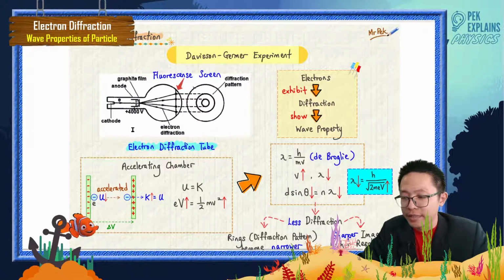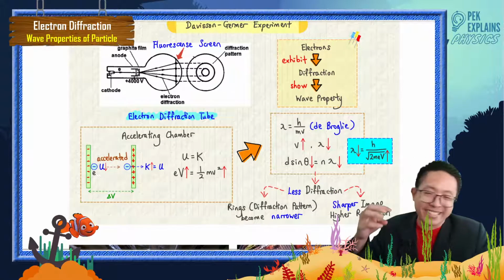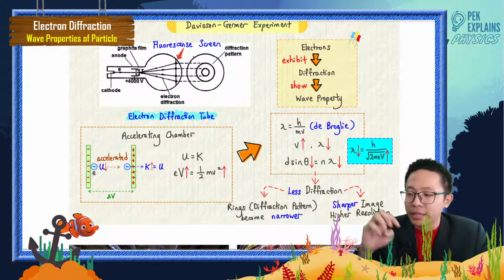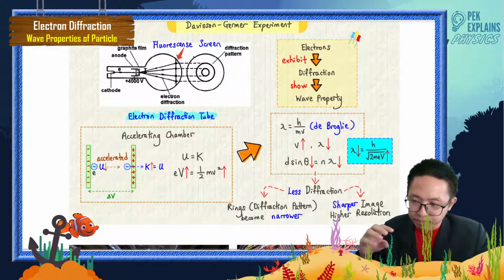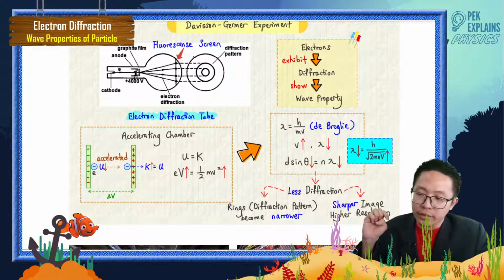This is the accelerating chamber. I will explain later on. The accelerating chamber is to accelerate the electron. The electron will shoot out from the cathode, accelerate towards the anode, and then pass through the graphite film, and it will undergo diffraction. After passing through the graphite film, it will diffract.